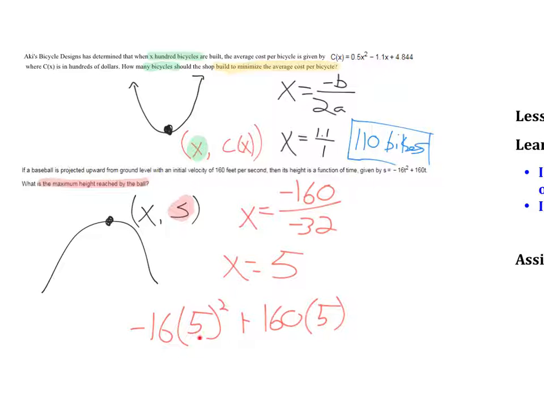So when we do this multiplication, please remember, do the 5 squared first, following order of operations. So that should be 25. So we have 16 times 25. That's going to be negative 400. And then we have 160 times 5. And that's going to be 800. Combine like terms, we will get 400 feet.